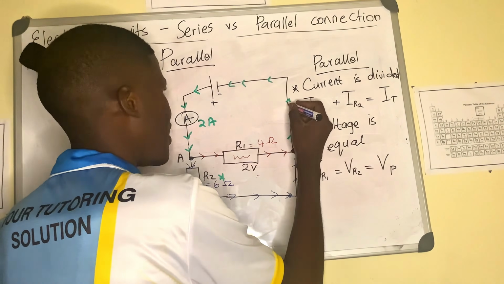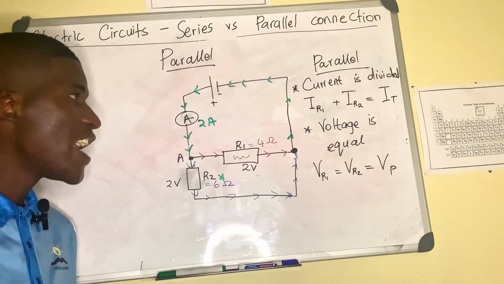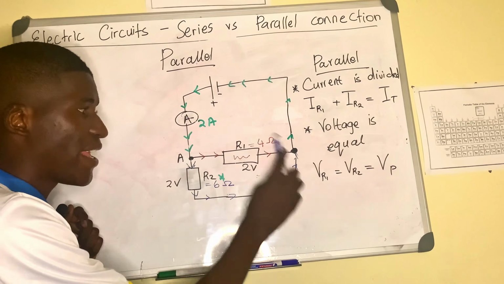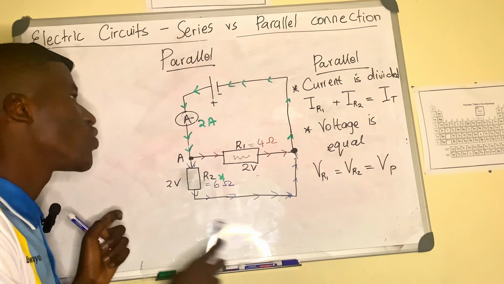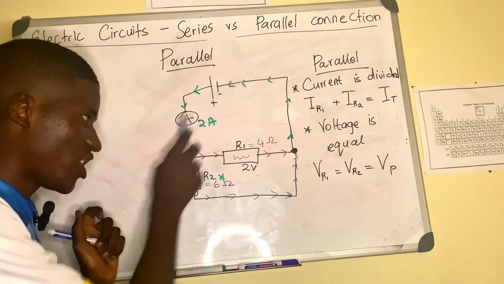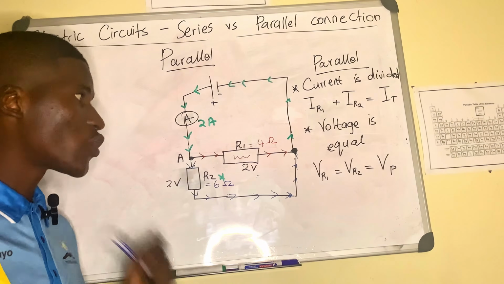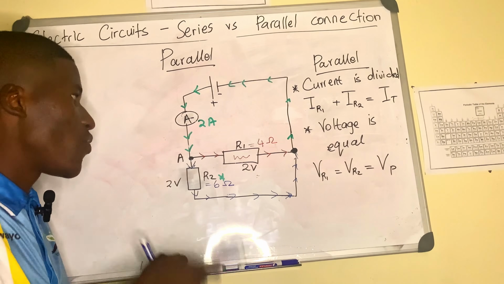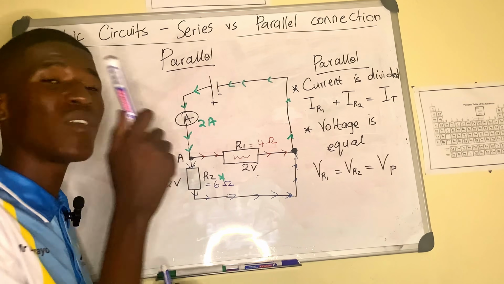All right. So here, if they ask, what is the total resistance of the circuit? You can see that in this circuit, we only have a parallel combination, right? So here, this is the parallel combination that you have, R1 and R2. R1 is 4 ohms and it is parallel to R2, which is 6 ohms.